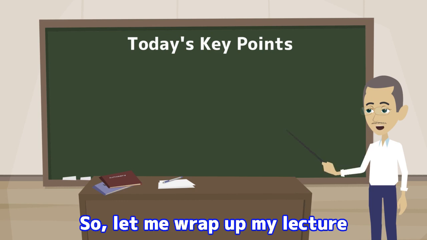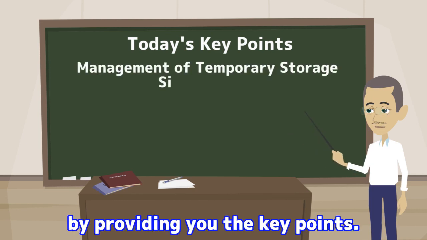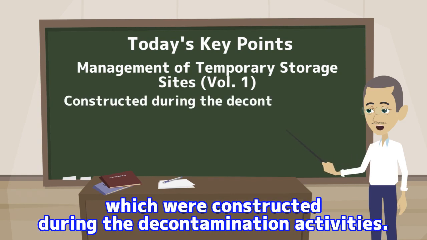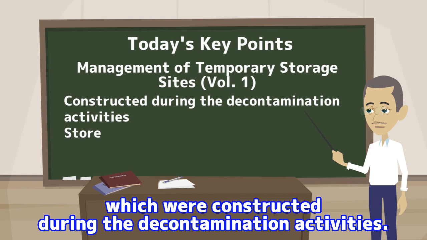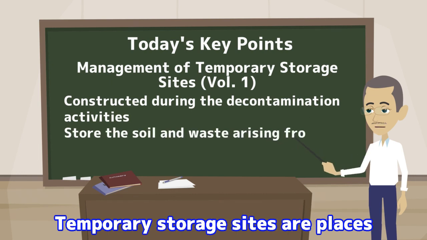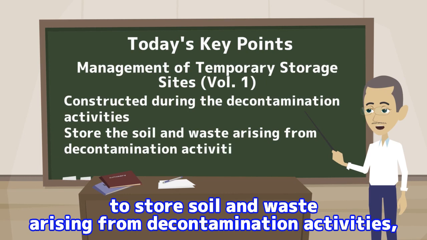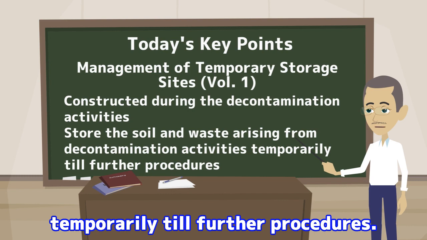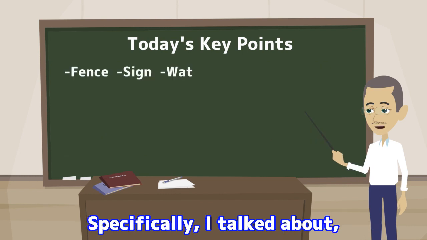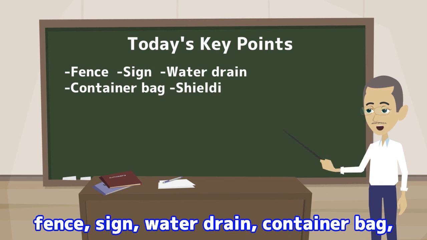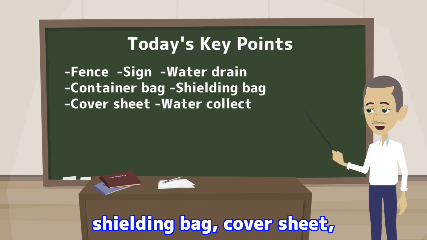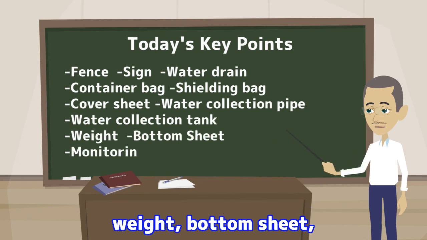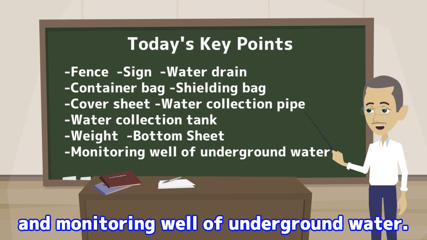So, let me wrap up my lecture by providing you the key points. Today I explained the temporary storage site, especially focusing on their structure, which were constructed during the decontamination activities. Temporary storage sites are places to store soil and waste arising from decontamination activities temporarily, till further procedures. Specifically, I talked about fence, sign, water drain, container bag, shielding bag, cover sheet, water collection pipe, water collection tank, weight, bottom sheet, and monitoring well of underground water.